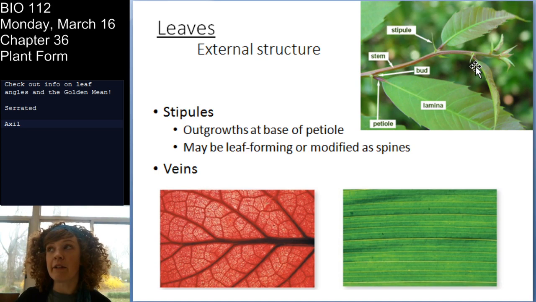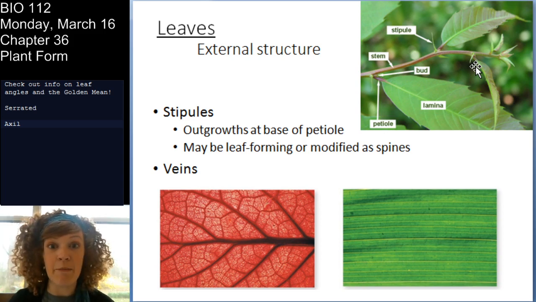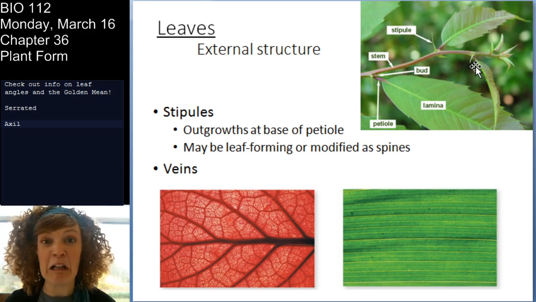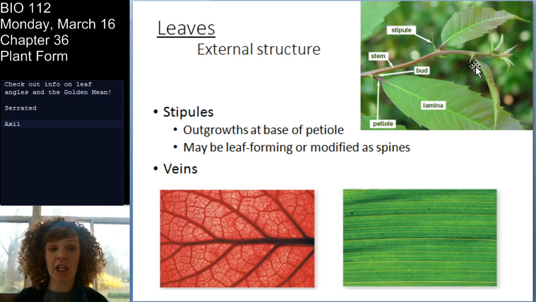Let me make one thing clear though. Spines are modified leaves. Thorns, I should have told you this before, are modified stem tissue. Like a honey locust tree, if you've ever seen one, they have true thorns. But spines, you're probably thinking, oh my gosh, these are technical terms? Yeah. So spines are modified leaves, okay?